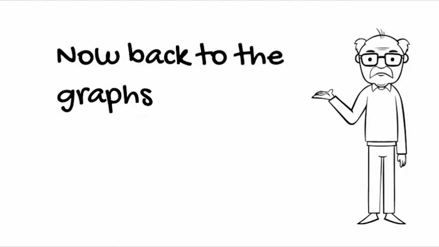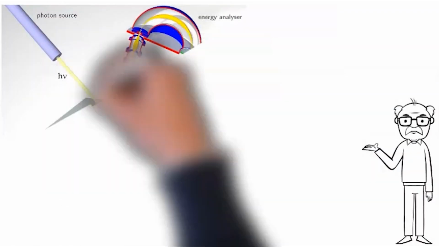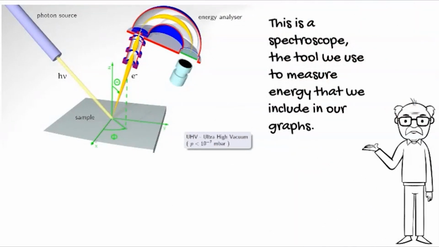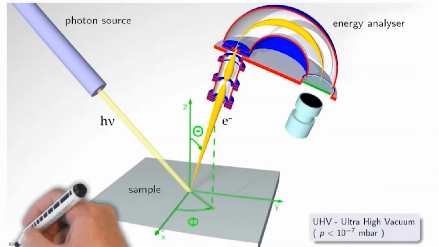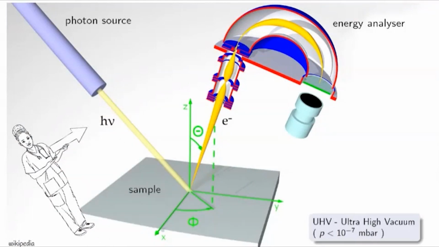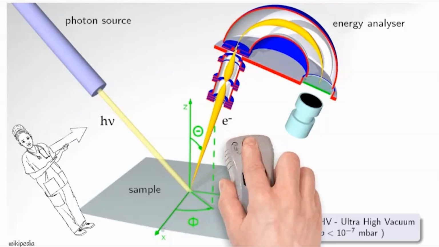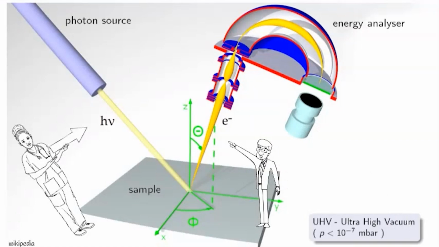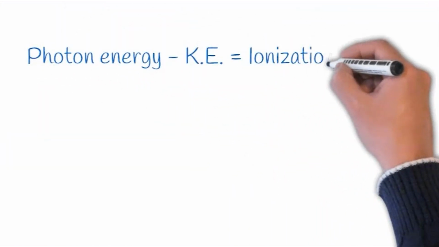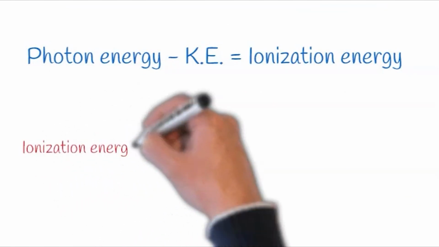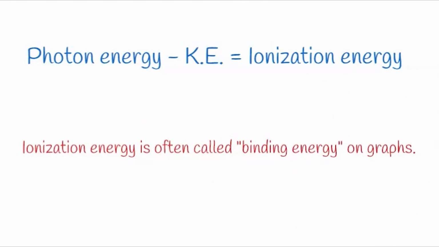Now, back to the graphs. On this side of the spectroscope, we have a photon source. It shoots out these high energy waves like ultraviolet or X-rays. On this side, we measure the kinetic energy of the electrons. When you take the energy of the photon hitting the atom and subtract the kinetic energy of the electron leaving the atom, what you're left with is the energy that must have been absorbed, which we call ionization energy.